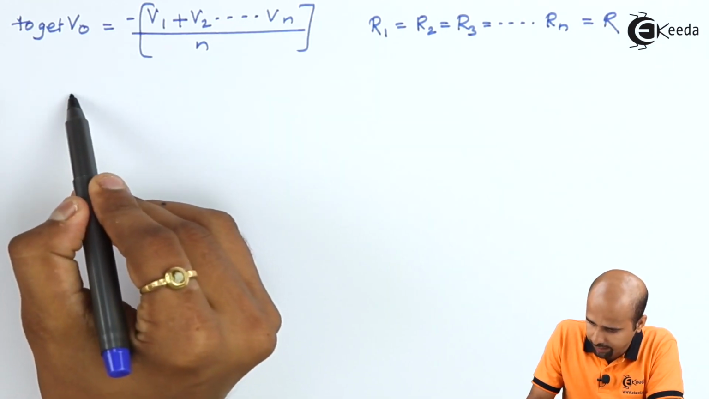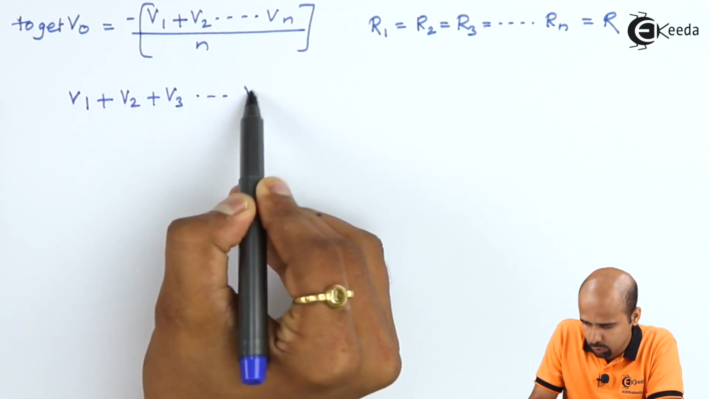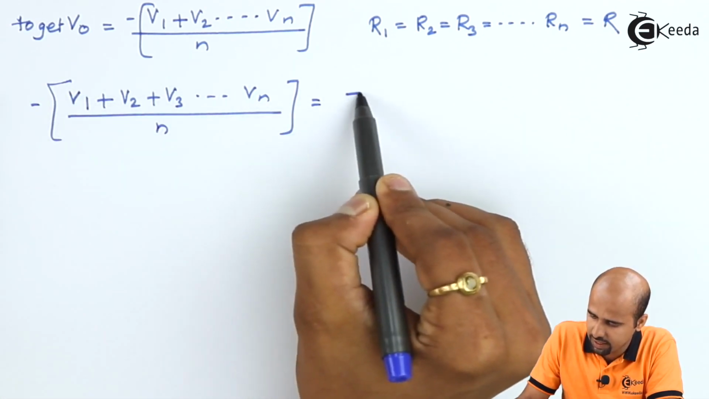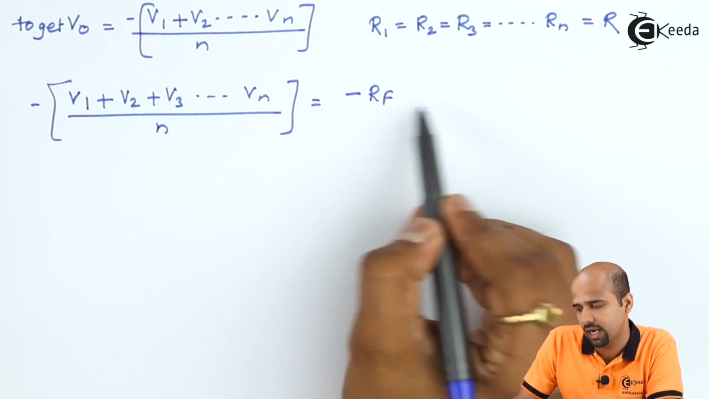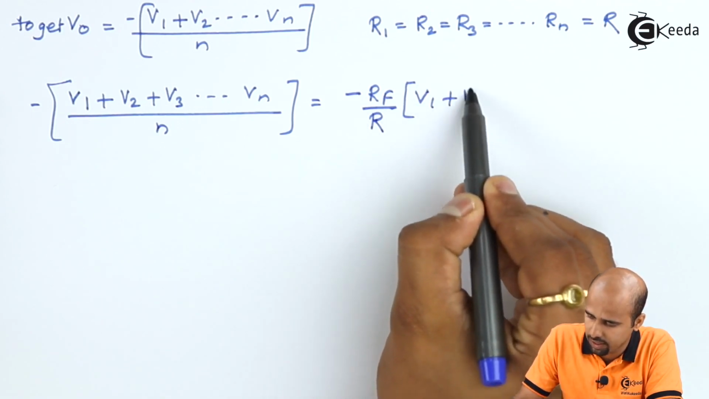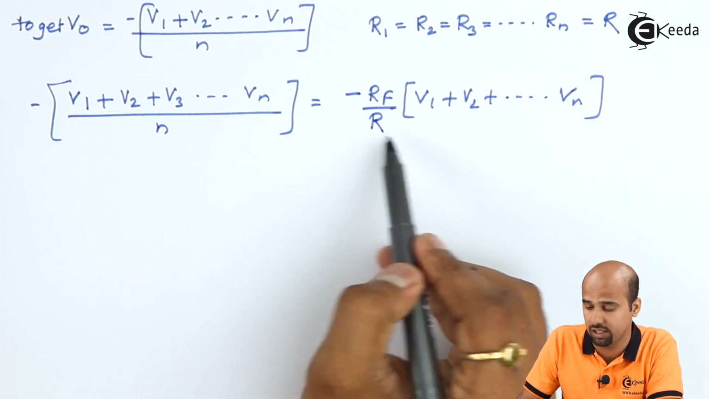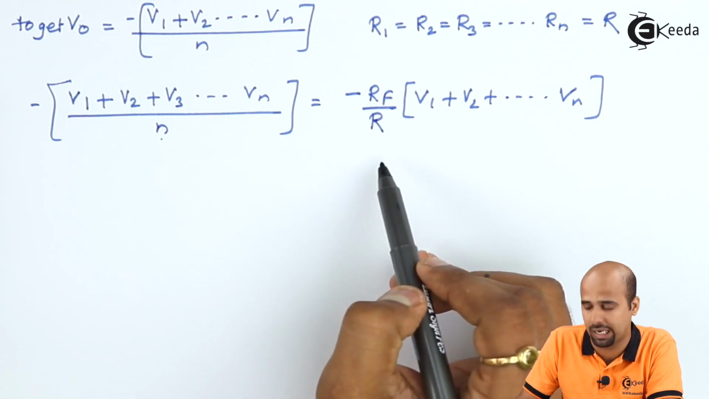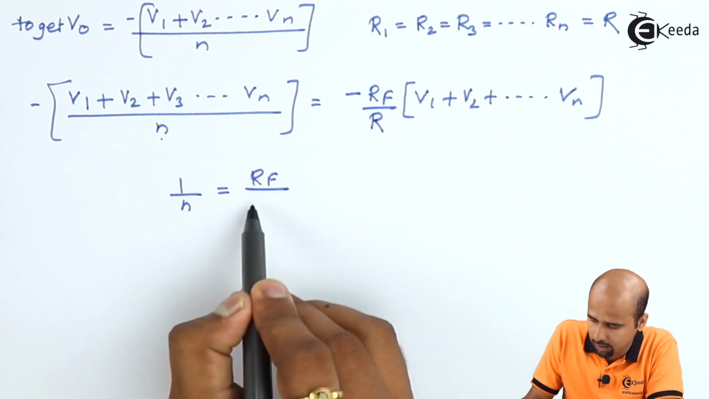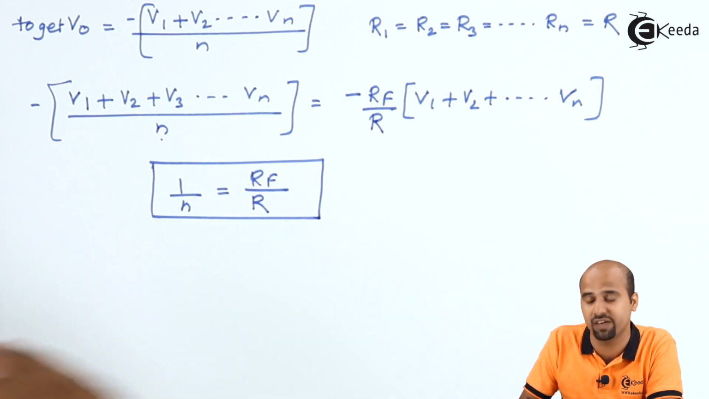And again we will try to compare V1 plus V2 plus V3 up to Vn divided by n with negative sign here as well, negative sign Rf. I can take this R common, and here I can say this is R, and V1 plus V2 plus up to Vn, I'll get the relation between n and Rf upon R. We can say 1 upon n should be equal to Rf upon R. This should be the relation, the design aspect for averaging amplifier.